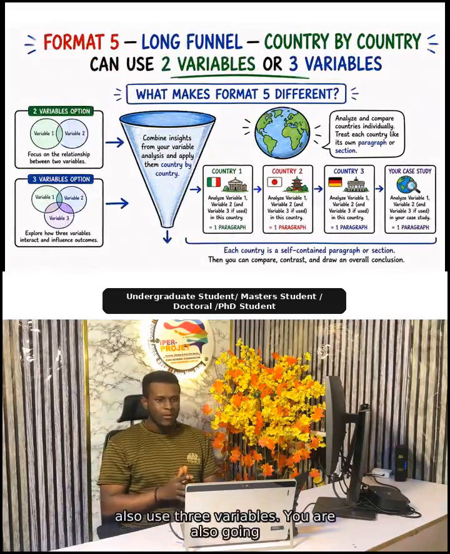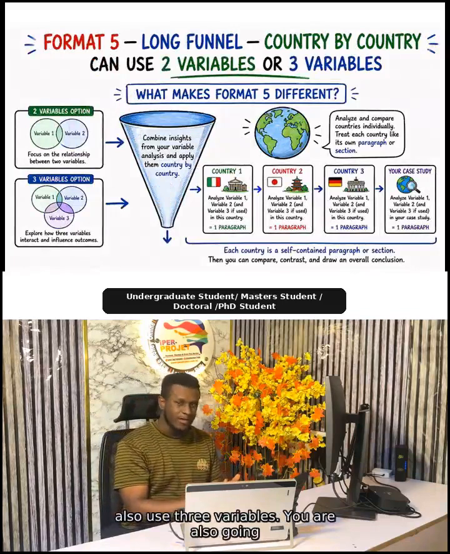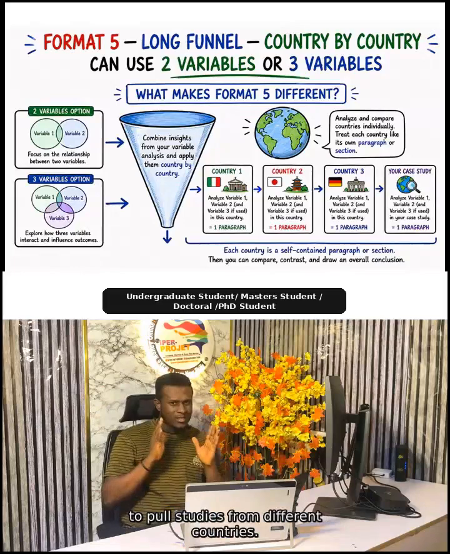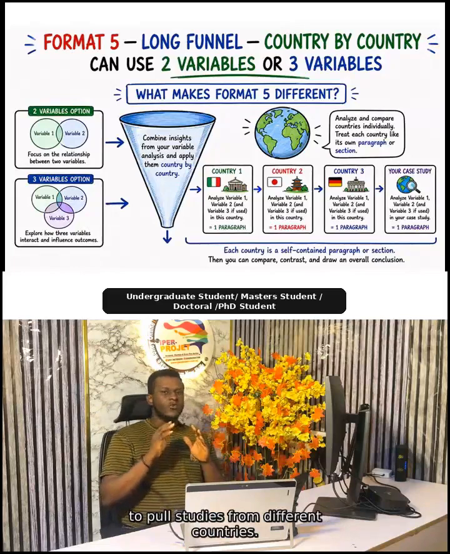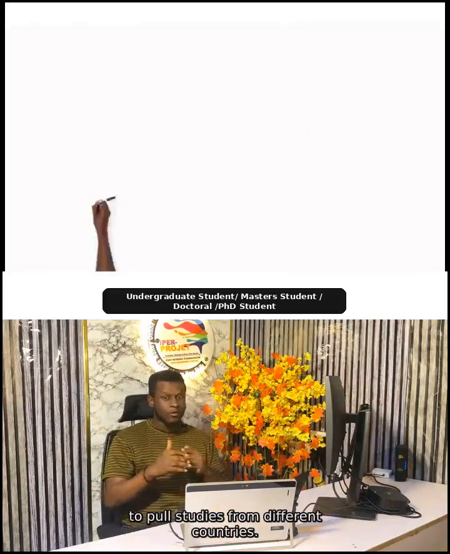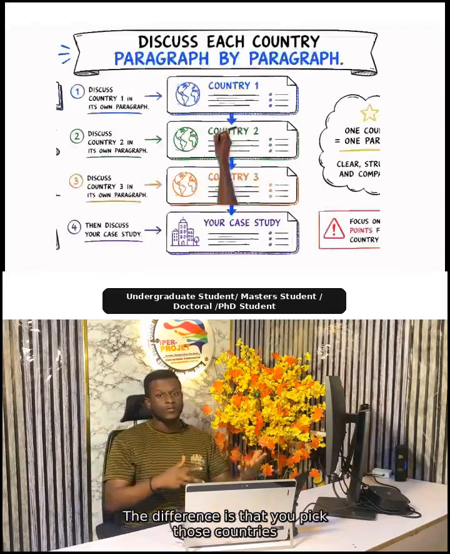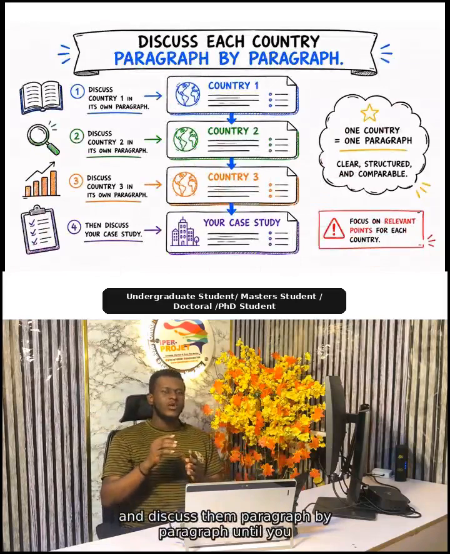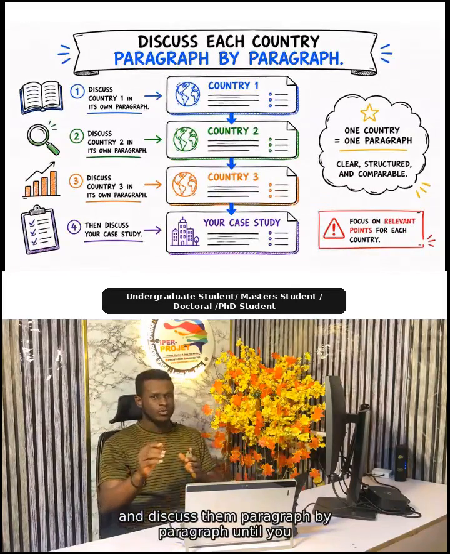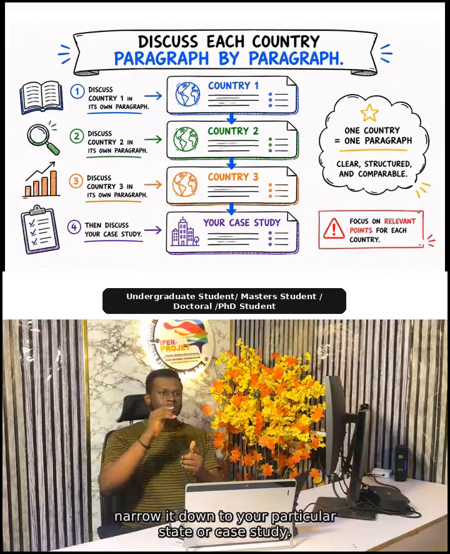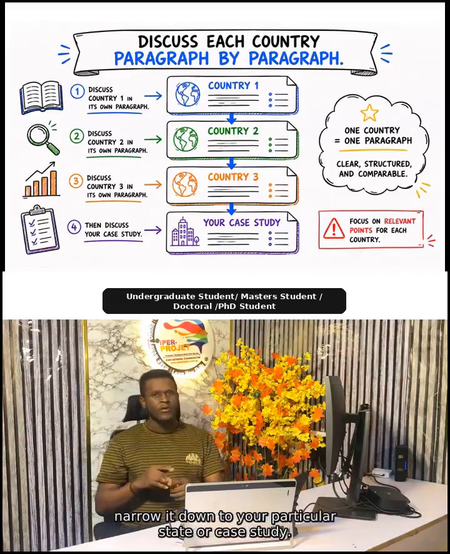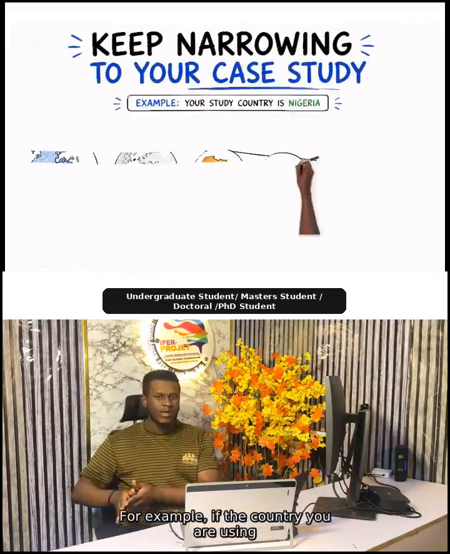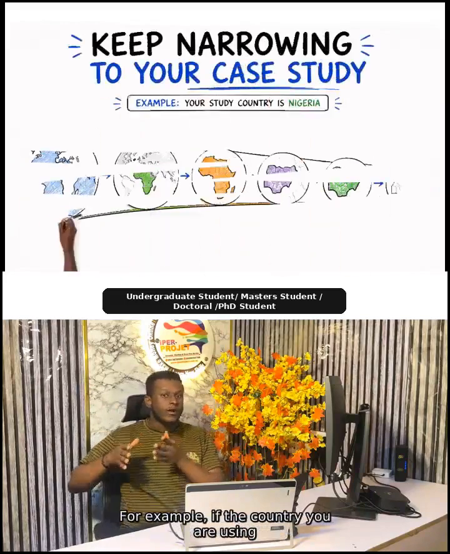Format 5 can use 2 variables and it can also use 3 variables. Now, what makes this one different is that you are also going to pull studies from different countries, but the difference is that you are going to be picking those countries and discussing them paragraph by paragraph, until you narrow it down to a particular state or to your case study.